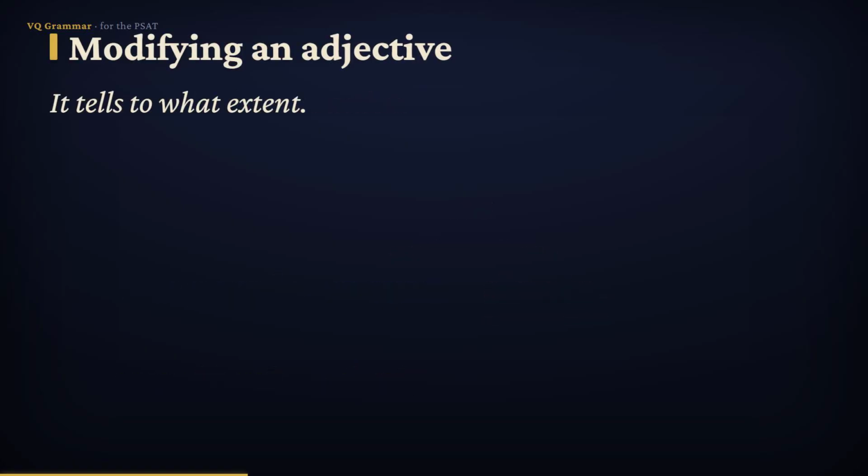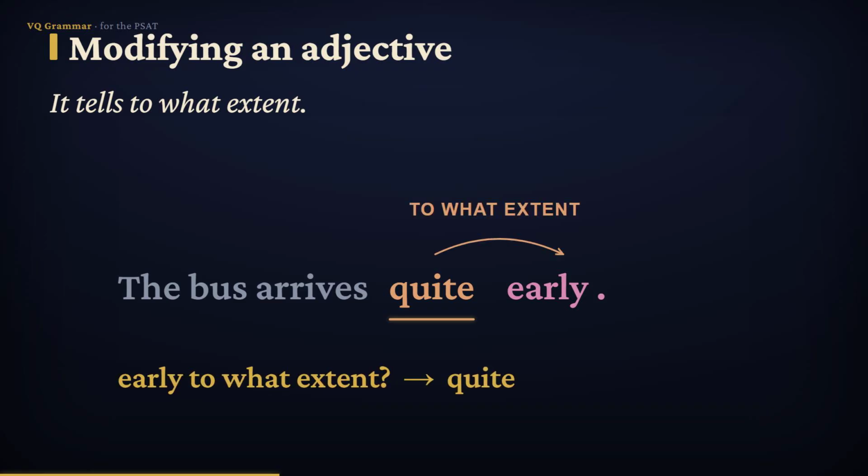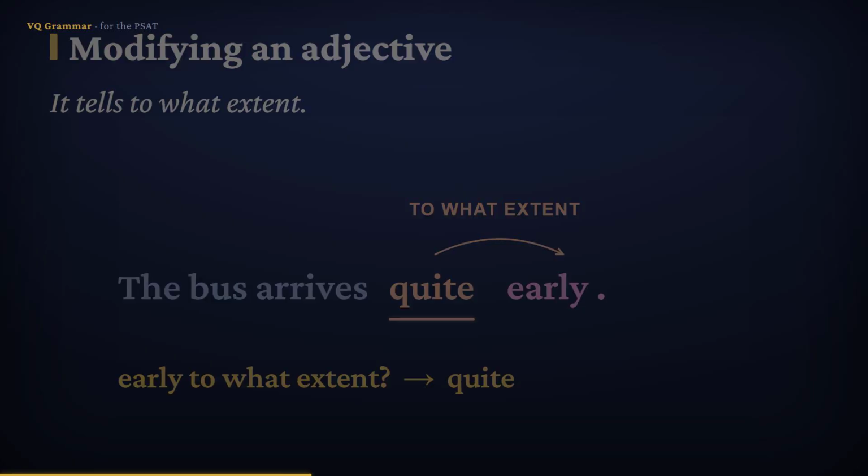An adverb can also point at another describing word. The bus arrives quite early. Here, early tells when, so early is itself an adverb. And quite? Ask early to what extent? Quite. So quite is an intensifier, modifying the adverb early. The same trick works on adjectives too. Find the word, ask the question, and follow the arrow.